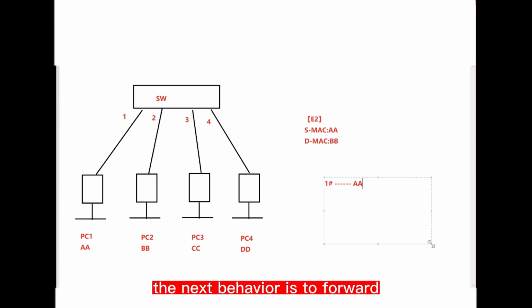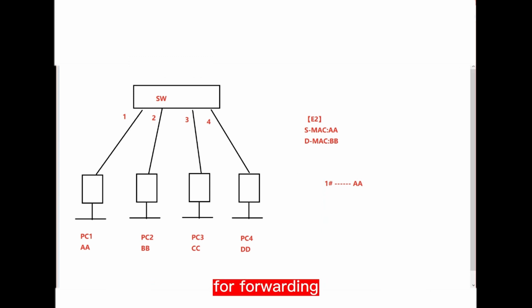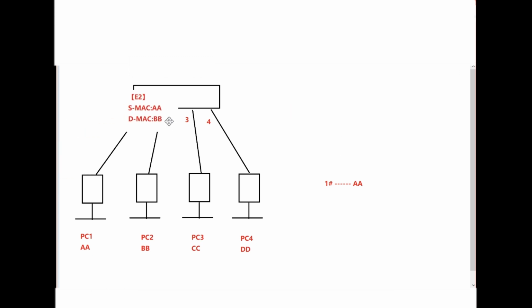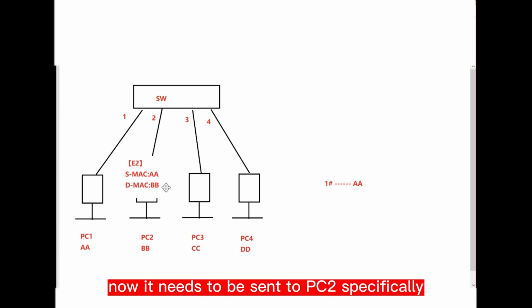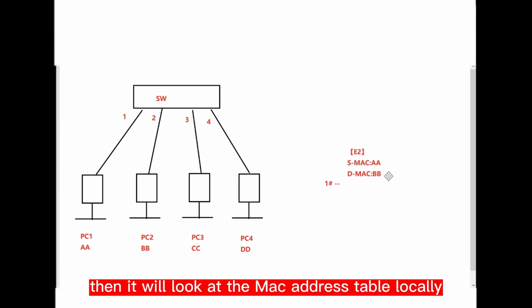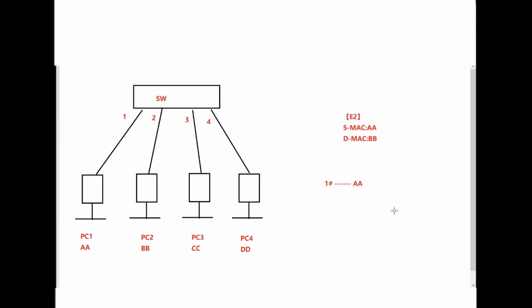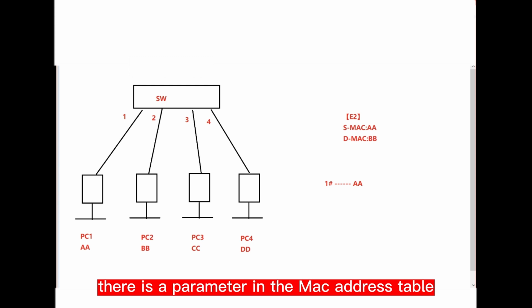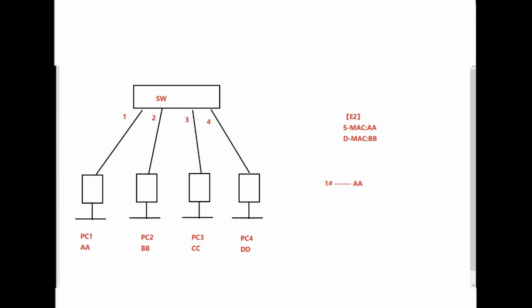The next behavior is to forward. For forwarding, now it behaves differently. If it receives data that is to be sent to a specific device, for example now it needs to be sent to PC2 specifically, then it will look at the MAC address table locally. If the MAC address table has the entry, then it just forwards it. There is a parameter in the MAC address table: known unicast data frame.